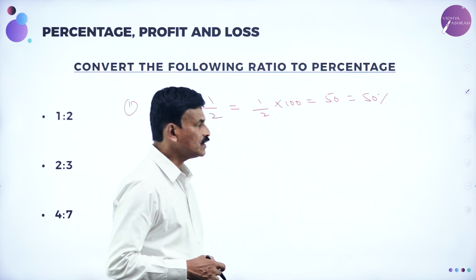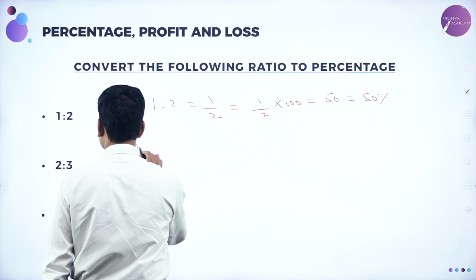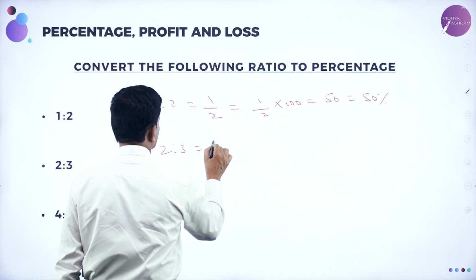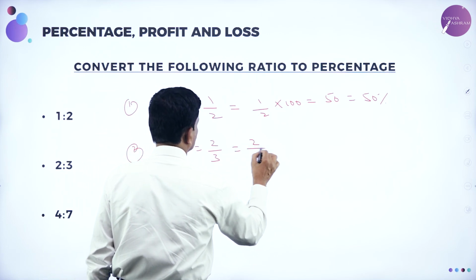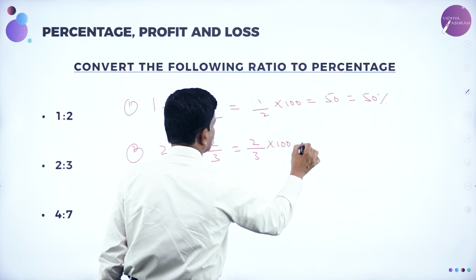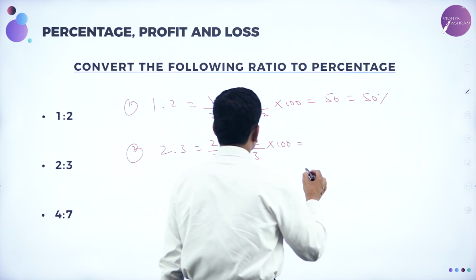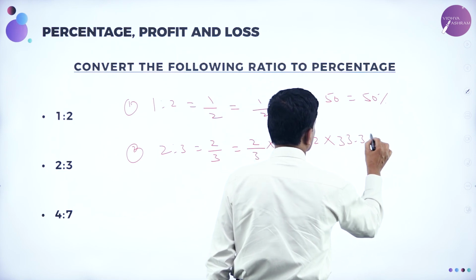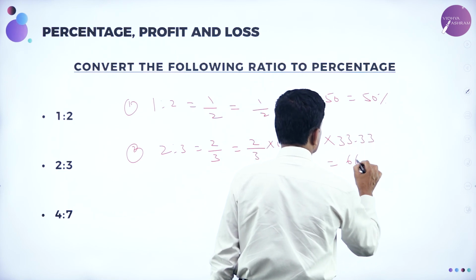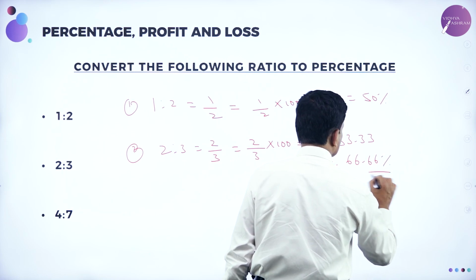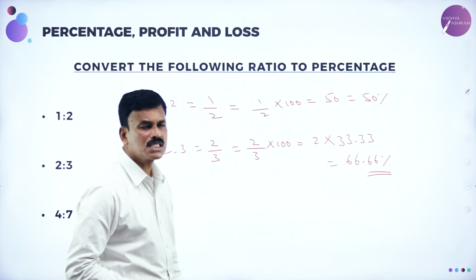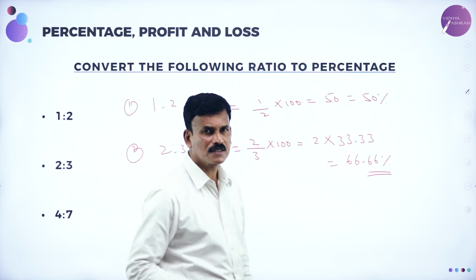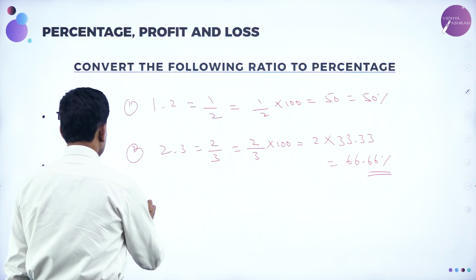Okay. Now, next one. Second, 2:3. That is equal to 2 by 3. 2 by 3 into 100. What is this equal to? 2 into 100 divided by 3 is 33.33. That's equal to 66.66%. 2 by 3 is equal to 66.66%. That's it.